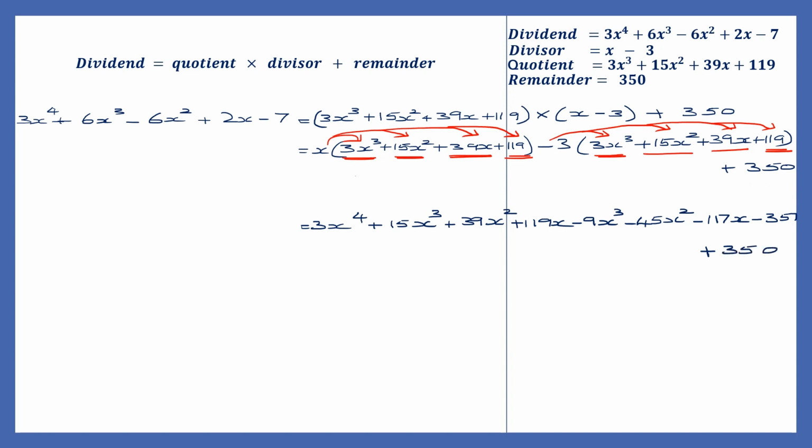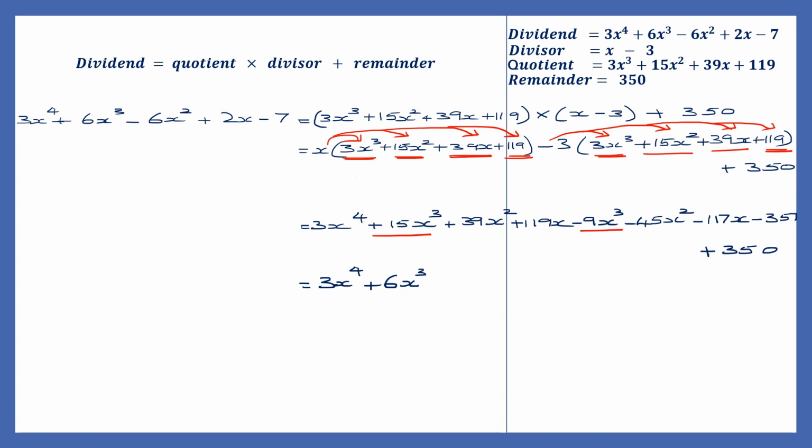Now what we're going to do is take the like terms. The first one here is 3x to the power of 4. We don't have another x to the power of 4, so we will write it as it is. So this is 3x to the power of 4. Next one is x to the power of 3. Do we have any more x to the power of 3? Yes, we have here. So let's work out these two, plus 15x cube and minus 9x cube. We can do it straight away here. Plus 15 minus 9, sign of the bigger number is plus, 15 minus 9 is 6. So that is 6x cube.